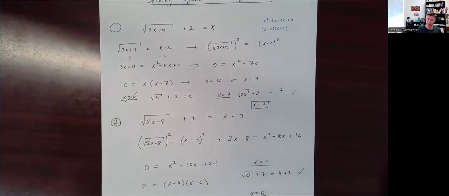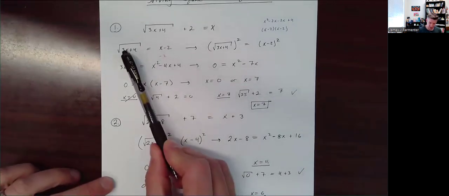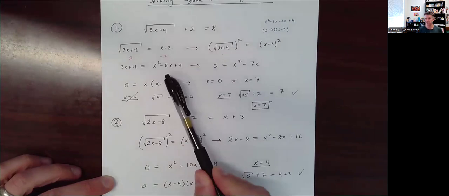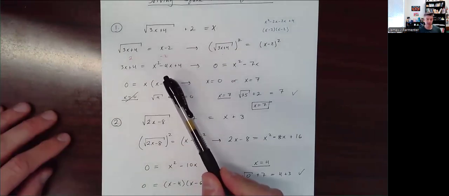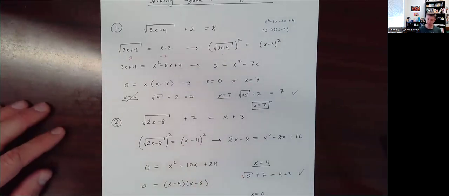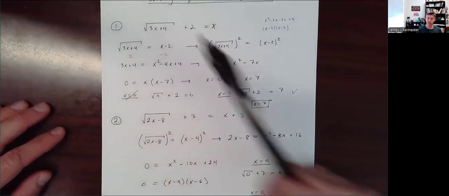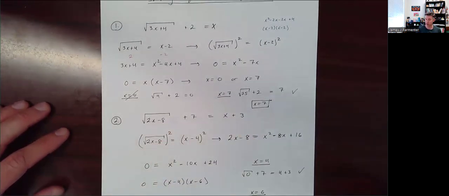So that's how you deal with square root equations. You isolate the radical, you square both sides, you solve for x, typically by factoring a quadratic, and then you test all of your solutions in the original equation to make sure that they're actually solutions and not extraneous.